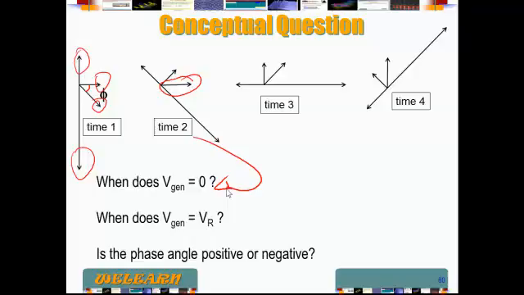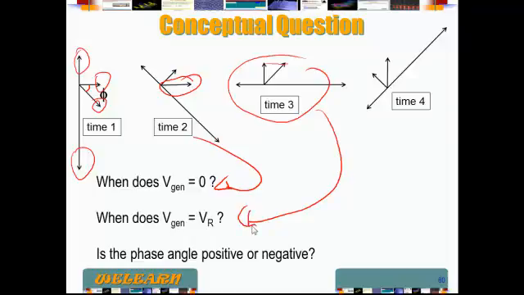When is V gen equal to VR? Again, we are looking at the vertical component. The only time that the V gen vertical component is equal to VR is that time. For example, here it is higher than VR, here it does not have a component, and here there is no VR component altogether. So V gen is equal to VR at time 3.